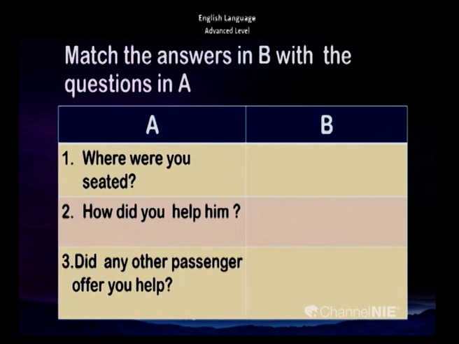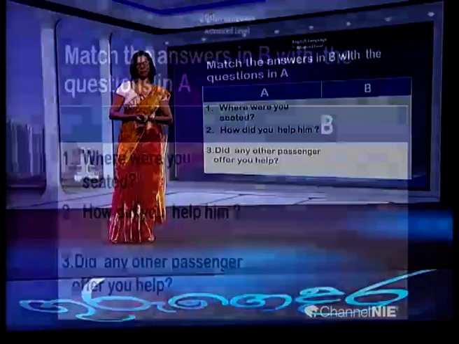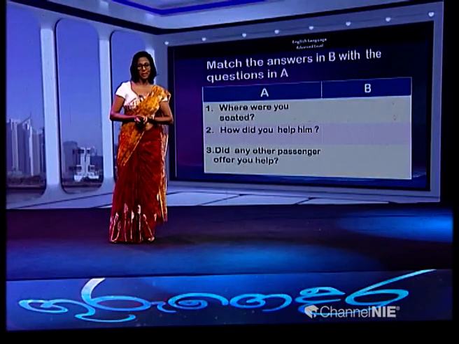So the questions are, where were you seated? How did you help him? Did any other passenger offer you help? So I will give you 1 minute. Think of the answers, and these are the ways that you have to ask some questions. So question formation is also another task that you have to think of.